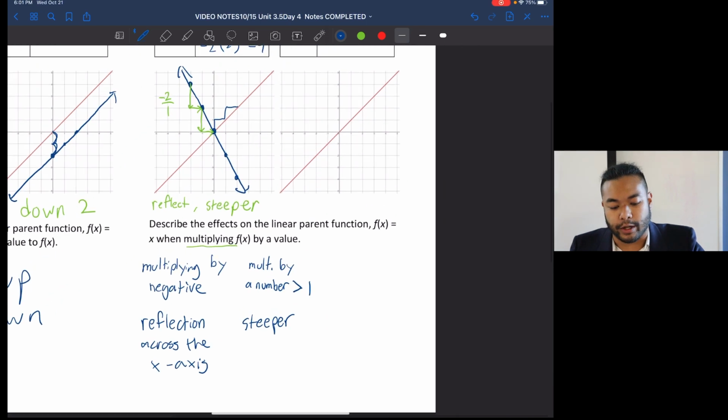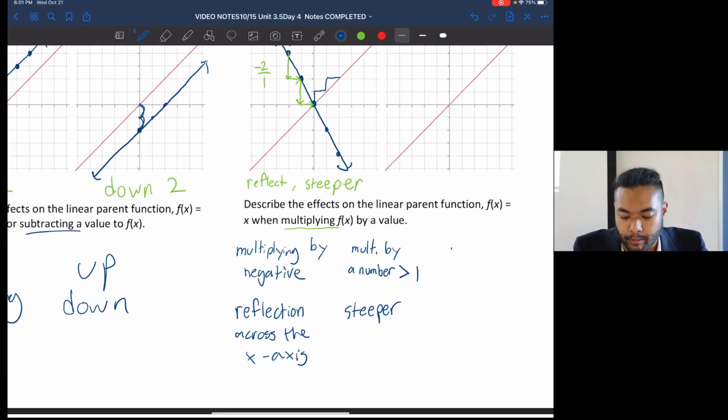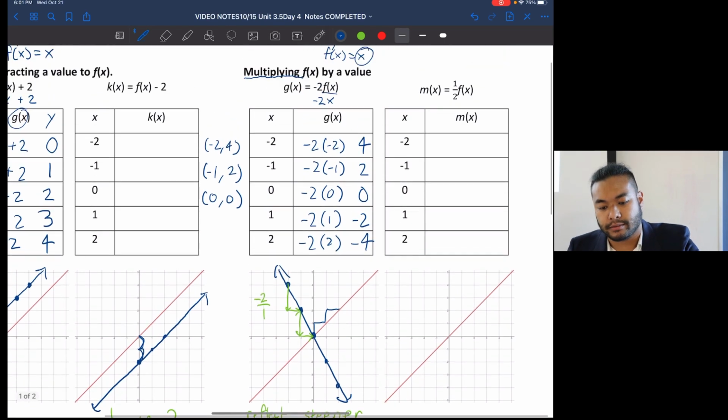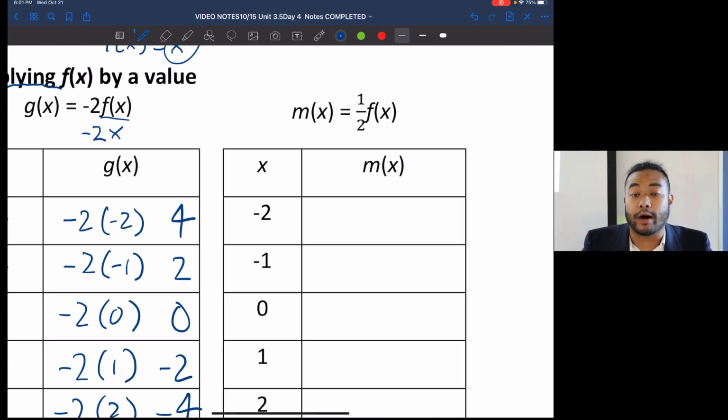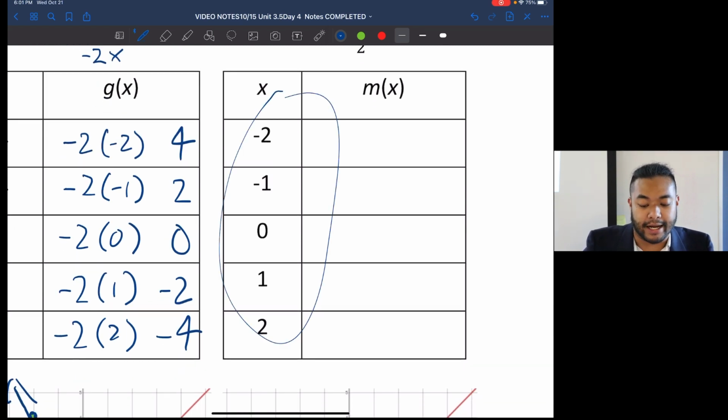So the next graph we're going to look at, what happens if we multiply by a number that is less than 1. Let's take a look. So here we have 1/2 times our original function. So this is going to be 1/2 times all these x values, and I don't need to show that.